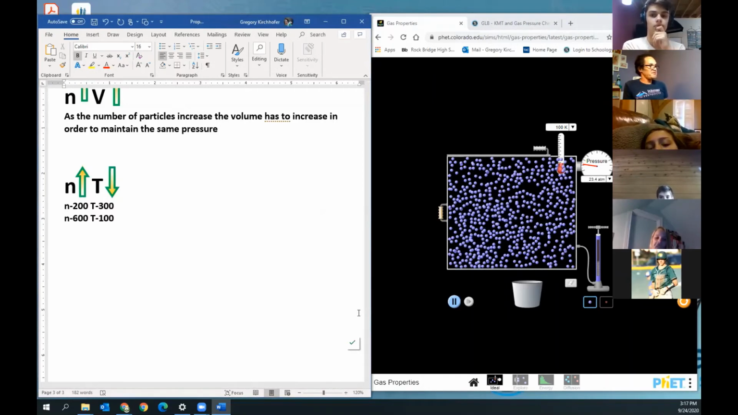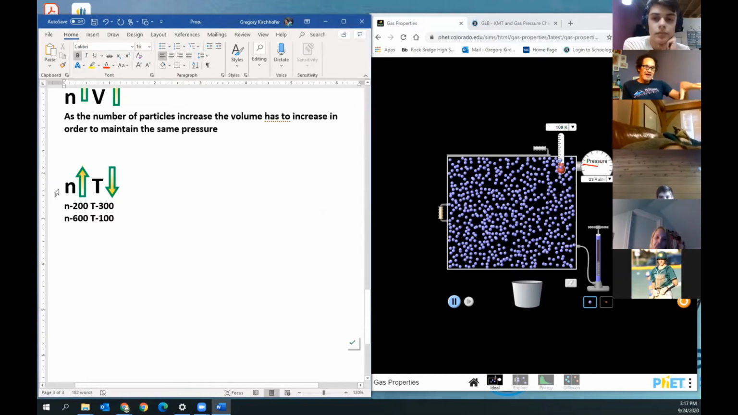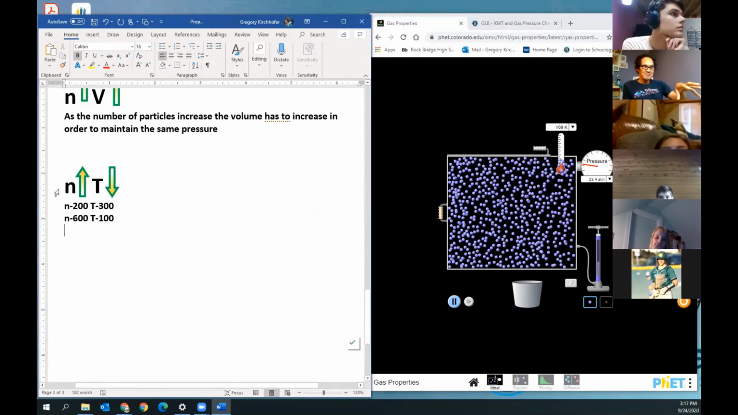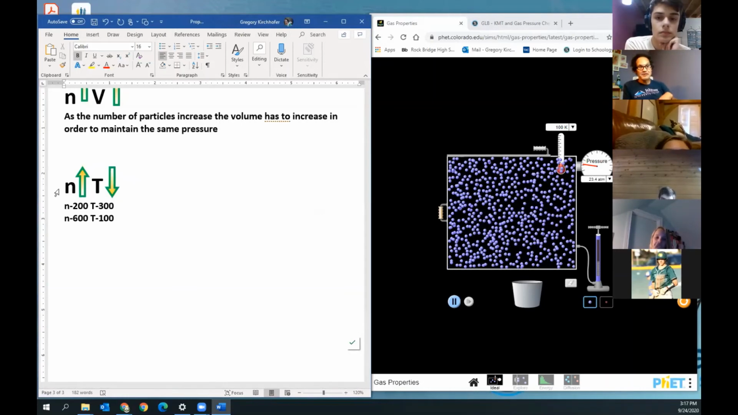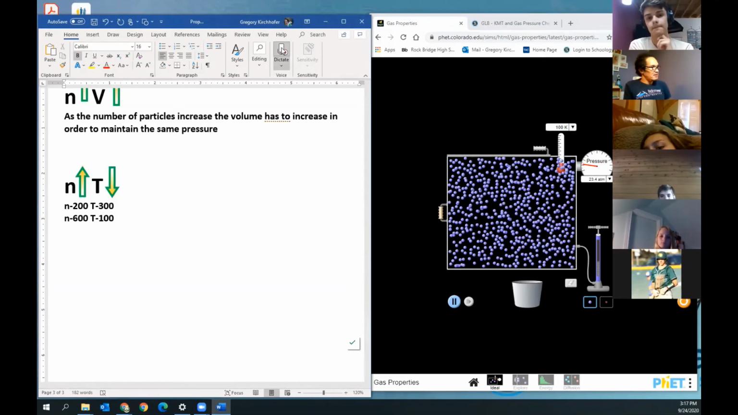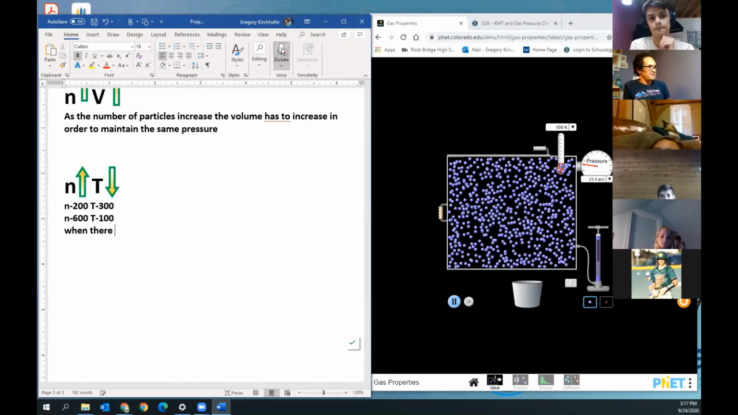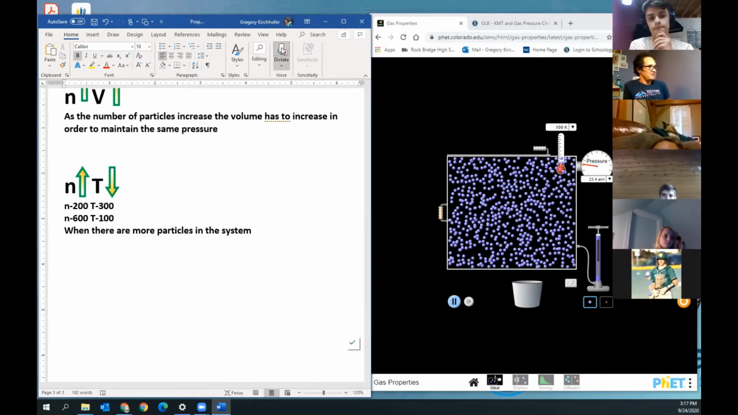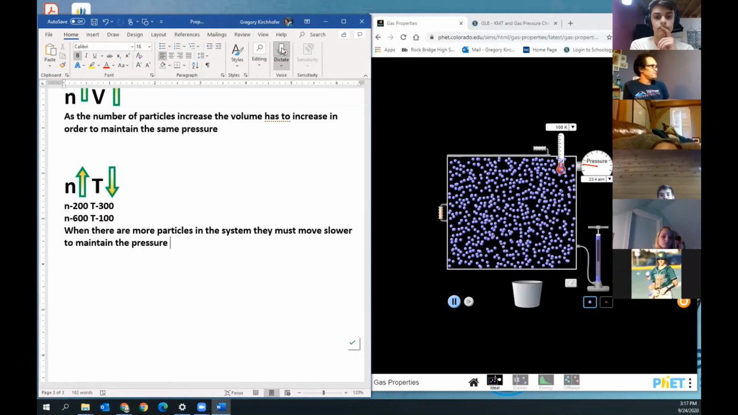Let's put this into words really quickly here. So we're saying if we have more particles in the system, in order to maintain the pressure, they have to move slower, right? When there are more particles in the system, they must move slower to maintain the pressure. So temperature decreases.